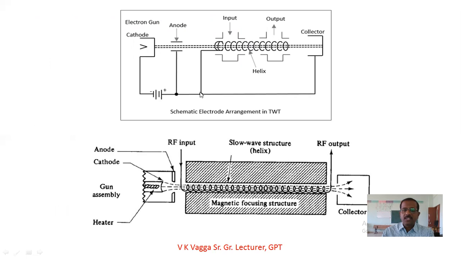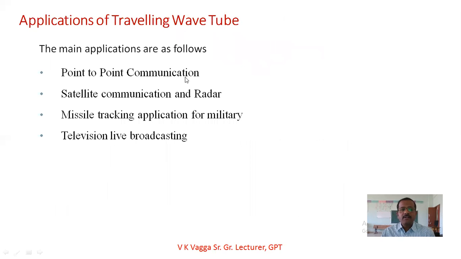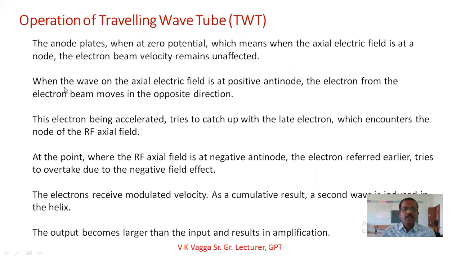And the coil is also to be connected with the positive. If this voltage is equal to zero, the speed of the electrons is unaffected. It is able to travel at its own speed. And after that, this is when the wave on the axial electric field is at the positive antinode.